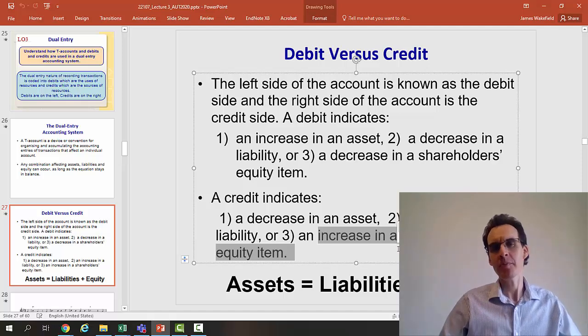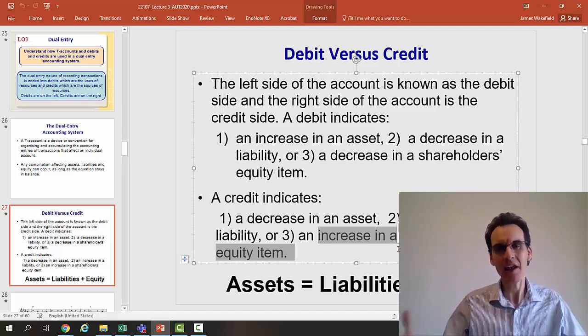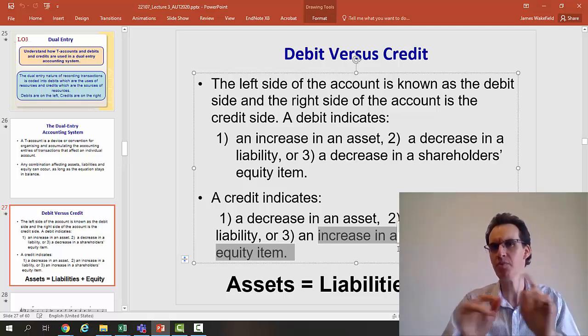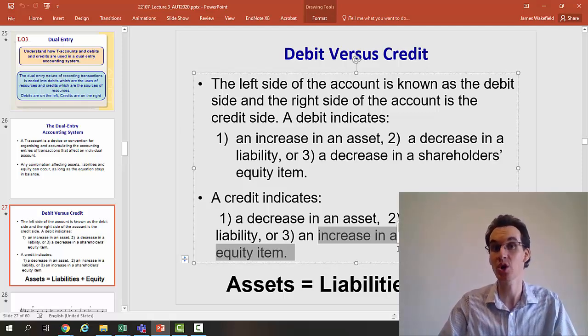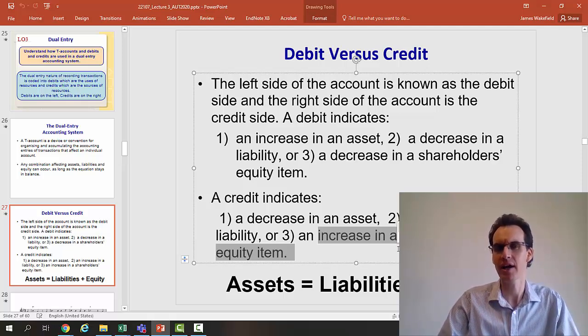Now, some of you are probably sitting there thinking, well, how do I remember all this? This is just debits and credits. Why don't we just refer to it as increases and decreases? So this is the terminology of how we record accounting transactions, and this is probably the most important part of what you need to learn in today's workshop. You need to understand how debits and credits affect different accounts.